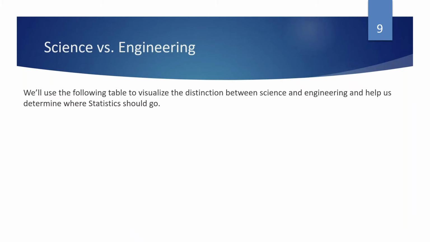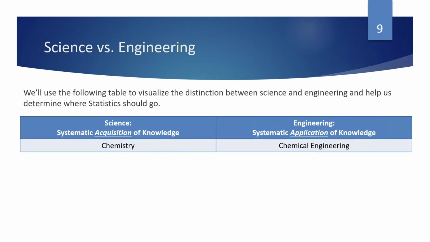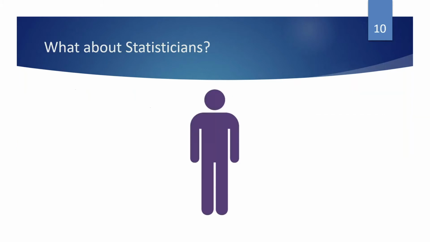Okay, now to help us going forward, we'll have this nice handy dandy table. Again, just to summarize, a scientific discipline is what we're saying systematically acquires knowledge, so it's all about knowledge acquisition. An engineering discipline is about the application of that knowledge. So chemistry is the science, chemical engineering is the engineering. They fit very nicely. Now the question is, what about statisticians?